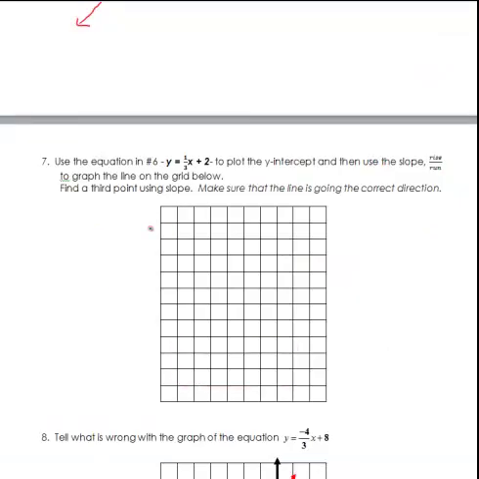Okay, so we're going to use the equation that we just talked about, y equals 1/3 x plus 2, and we want to plot the y-intercept and then use the slope to help us graph this. So let's get some axes in here. We'll call this the y-axis, and we'll call this the x-axis. Hopefully that'll be a good place to put them. This is y, this is x. And we want to just plot the y-intercept, so that's 2. Remember, that's the point 0, 2. So 0, 2 would be this point right here.